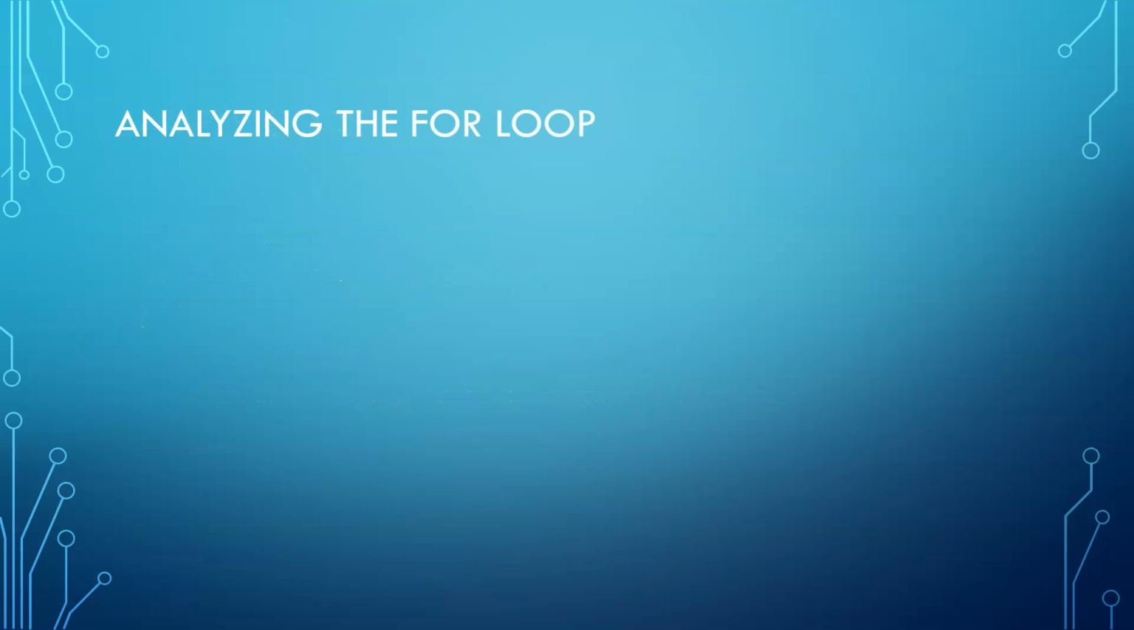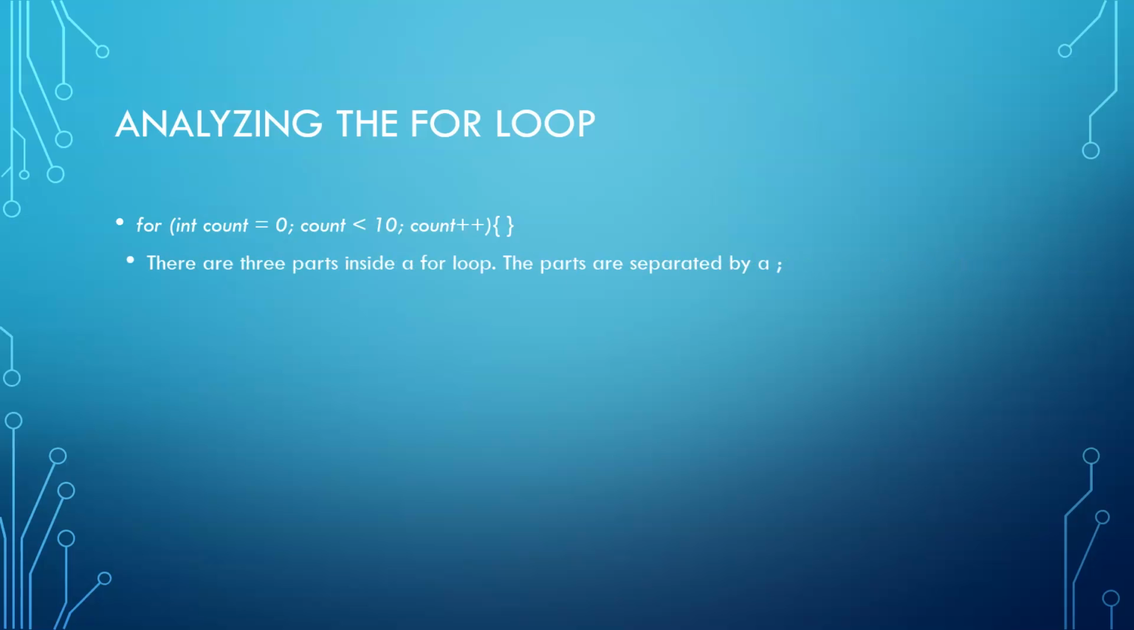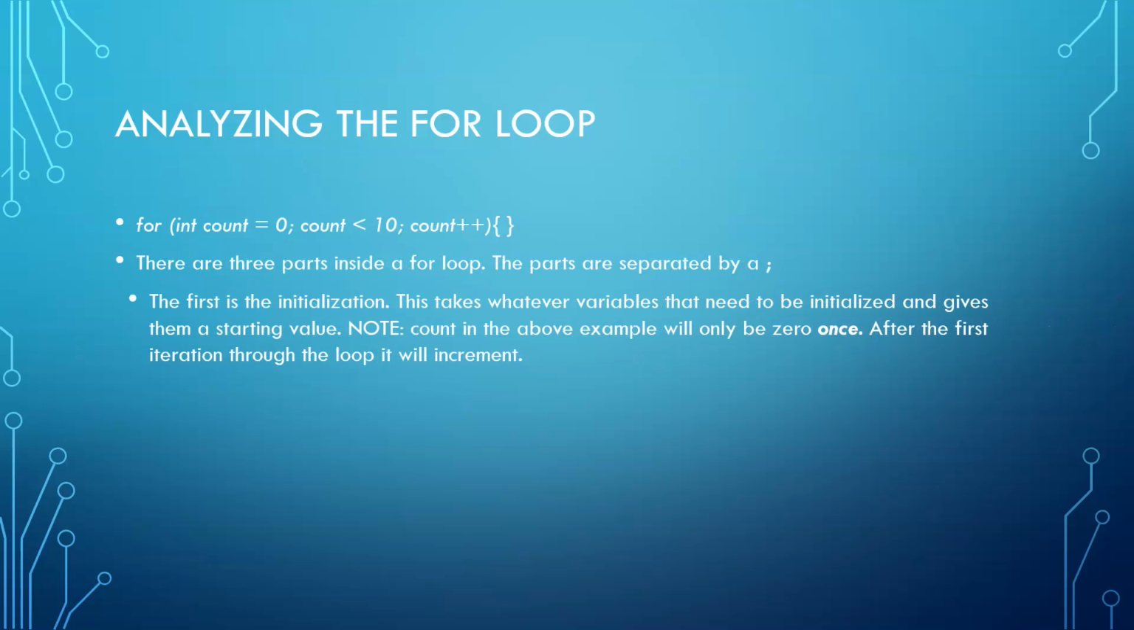So let's look at that for loop and actually pull it apart a little bit. So here's the first part of it, the header of the loop. There are 3 parts inside of a for loop. Each of these parts is separated by a semicolon. The first part is the initialization. This takes whatever variables need to be initialized and gives them a starting value.